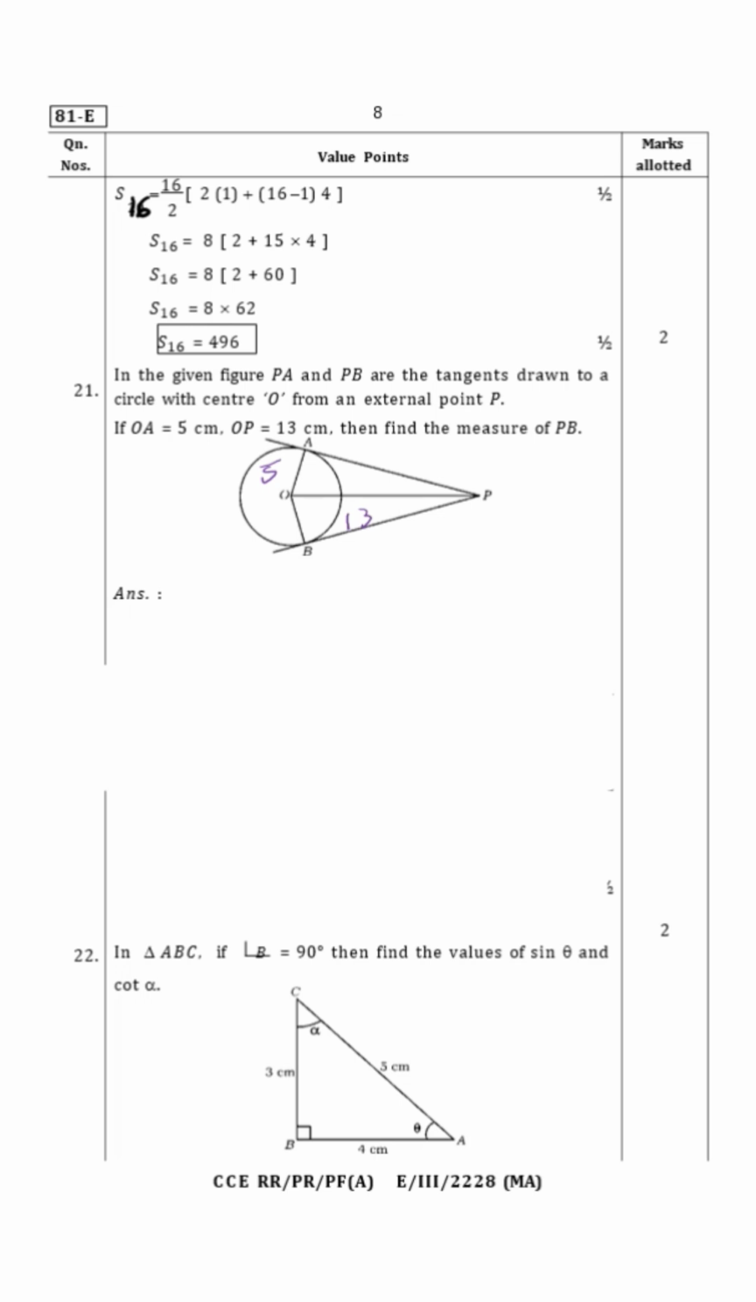PB you have to find out. We can easily find out PA. Here take the triangle OAP, isn't it? Here this one is 90 degree. So now we can apply Pythagorean theorem. Why is it 90 degree? Because the radius is drawn at the point of contact of the tangent. So now we can apply Pythagorean theorem. OP square is equal to OA square plus AP square. Now let us substitute the values.